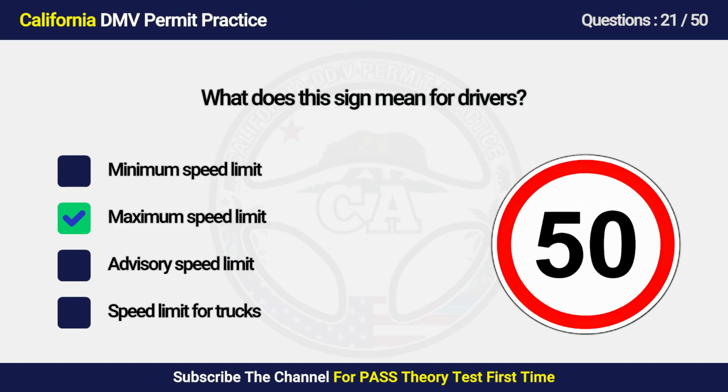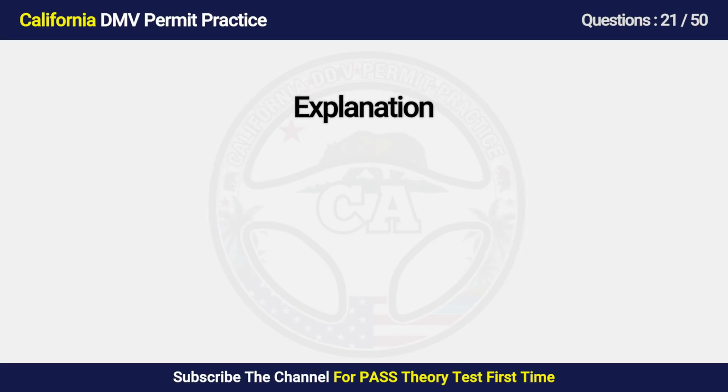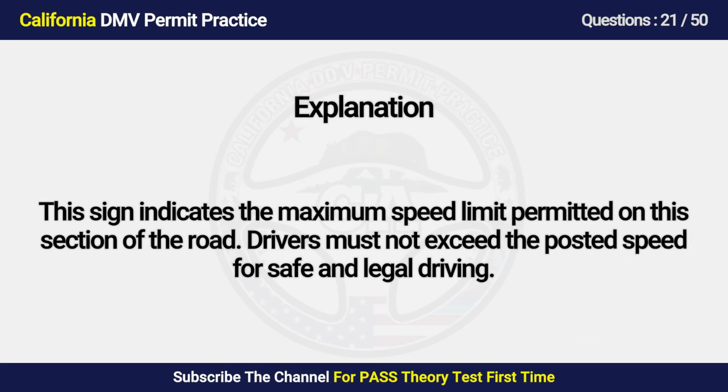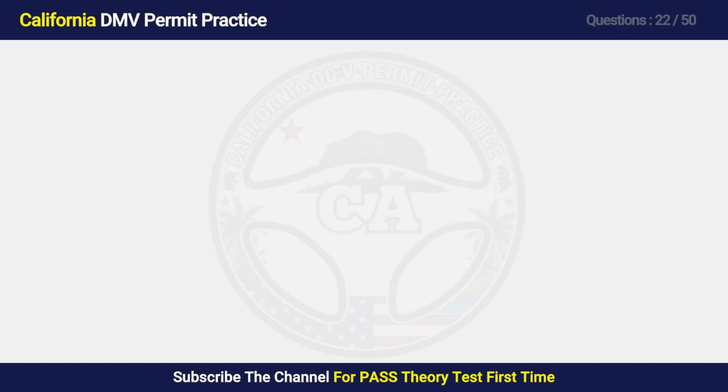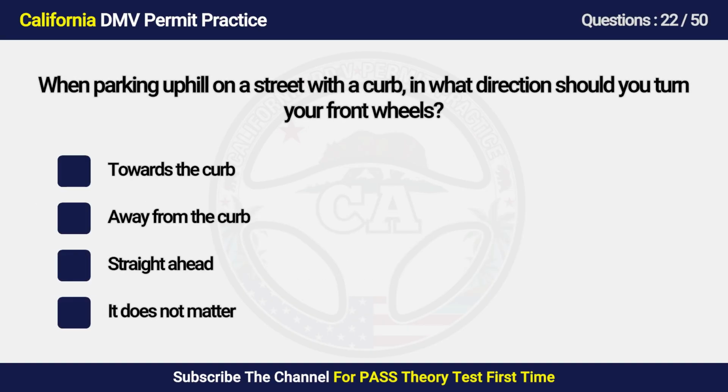Answer is B. Maximum speed limit. This sign indicates the maximum speed limit permitted on this section of the road. Drivers must not exceed the posted speed for safe and legal driving. Question 22. When parking uphill on a street with a curb, in what direction should you turn your front wheels? A. Toward the curb. B. Away from the curb. C. Straight ahead. D. It does not matter.